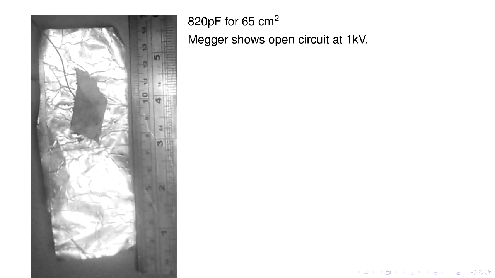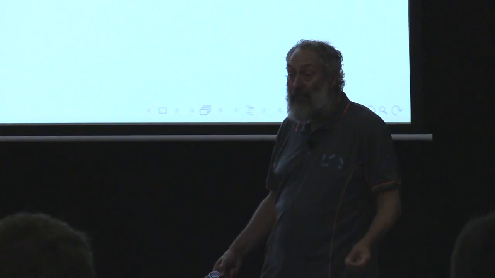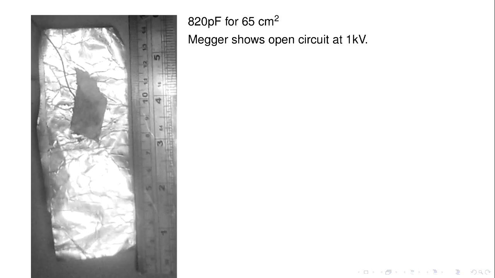Stick it on the aluminium foil, stick the sticky aluminium foil on the other side, this stuff, and then measure it. This one, 820 picofarads for only 65 square centimeters. That's much, much better, isn't it? And it still had no appreciable leakage at 1,000 volts, and I couldn't affect it by temperature, which was lovely. And I made this one back in July. 6 weeks later, I measured it again. It was only 240 picofarads.